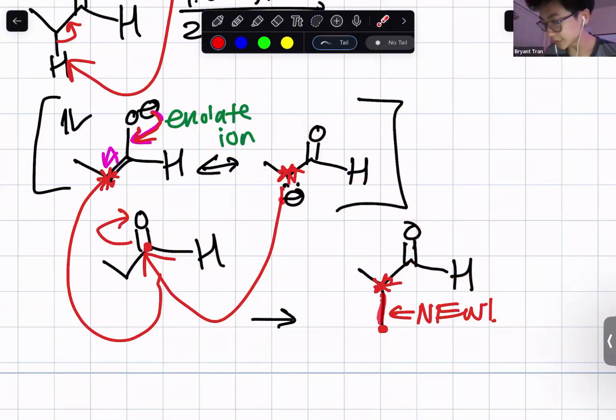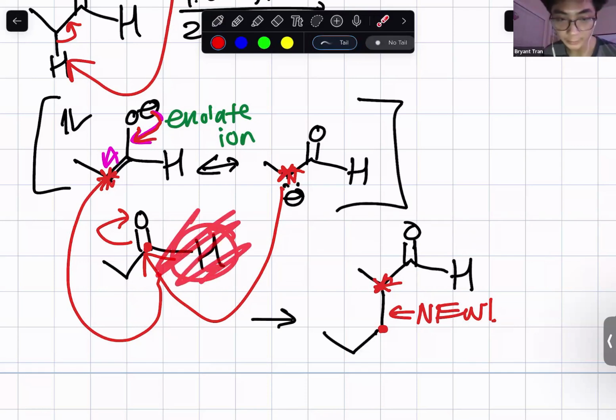This is the new bond from this attack, connecting the star and dot carbon together. Now I draw what's attached to my dot carbon. This dot carbon here is attached to an ethyl group, a hydrogen, but I'm going to leave that as invisible. You don't have to draw that out. You can if you want to, but you don't have to. It's invisible now.